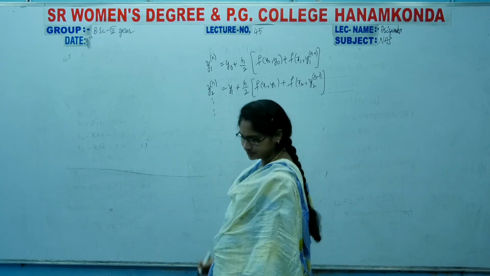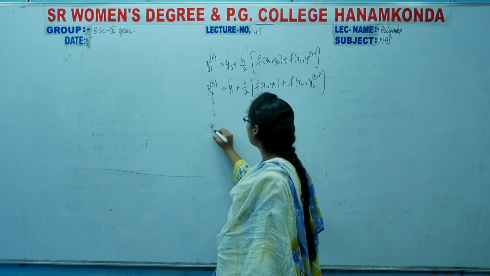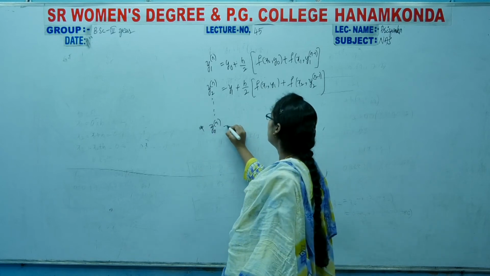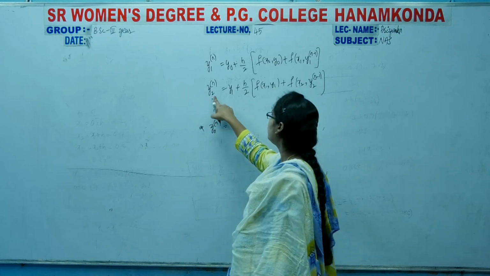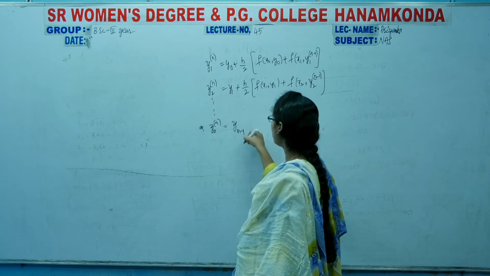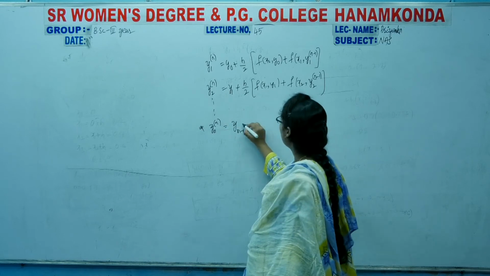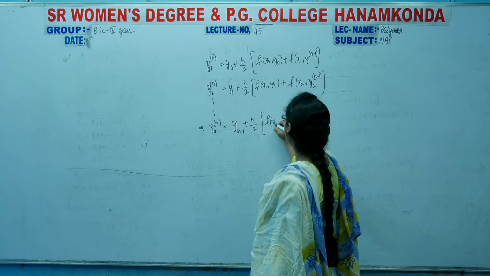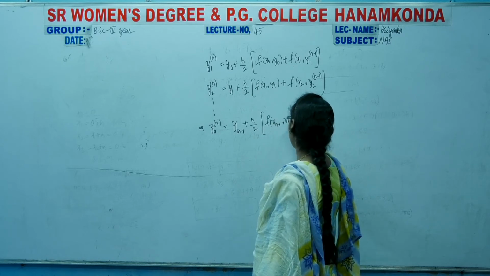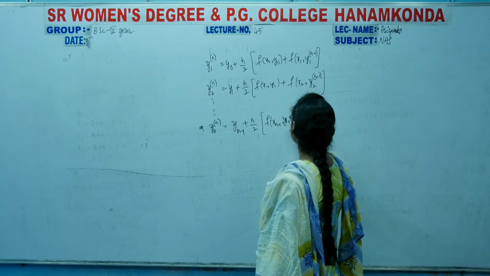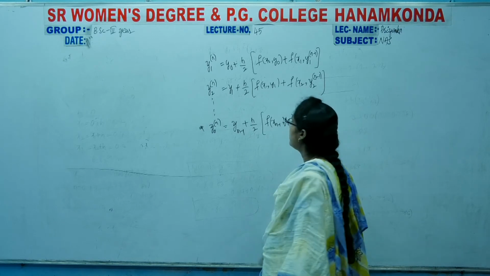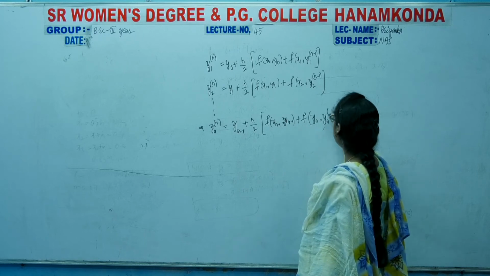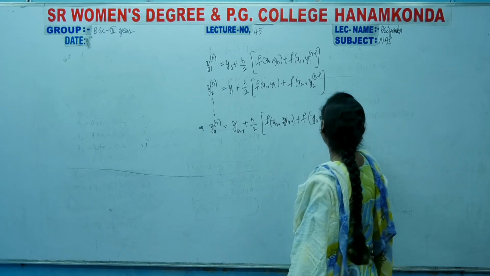So what will be the yn? Actually the formula is nothing but this one, you have to remember this. Now say y2 means y1 we are getting, so n minus 1 plus h by 2 of f of xn minus 1 comma yn minus 1 plus f of xn comma yn power n minus 1.